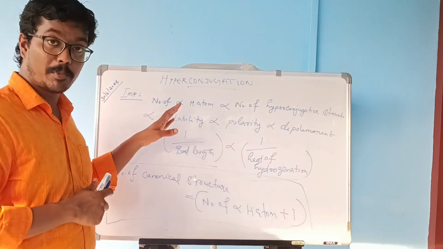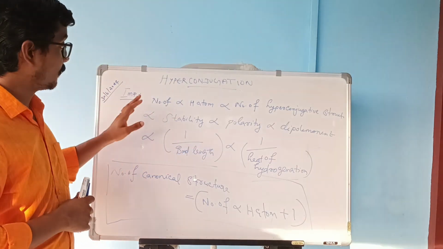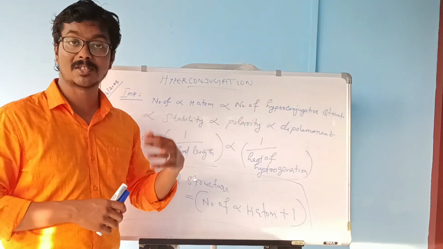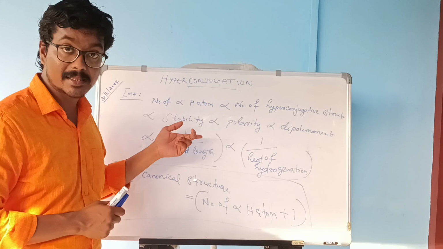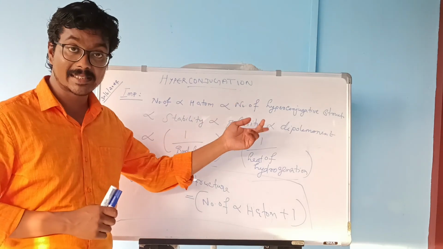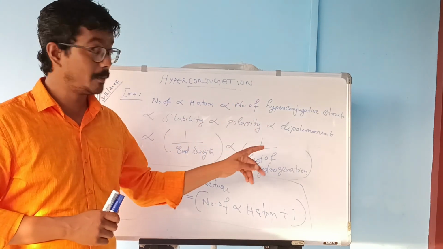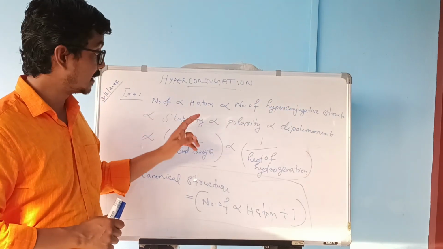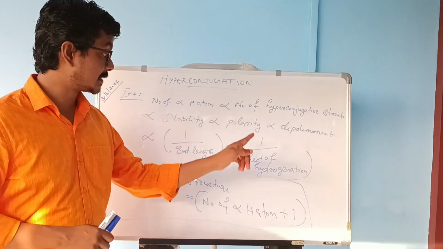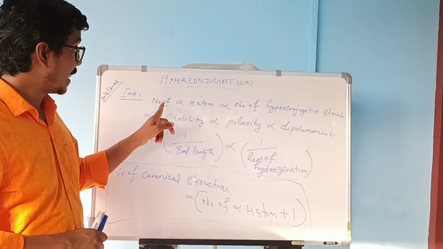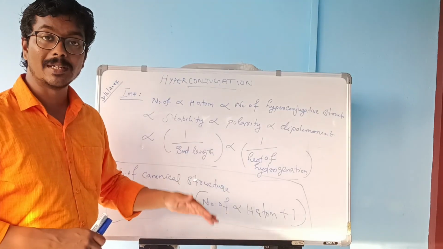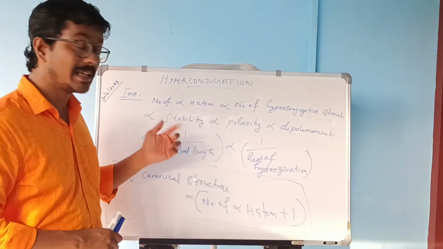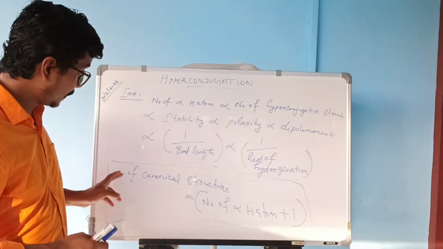And the very important points to solve MCQ: when the number of alpha hydrogen atoms increases, the number of hyperconjugated structures also increases, which in turn increases the stability of the compound, which in turn increases the polarity of that compound, and hence the dipole moment also increases. When the stability increases, the heat of hydrogenation decreases. That's inversely proportional. And the bond length also decreases as the number of alpha hydrogen atoms increases. Remember this.